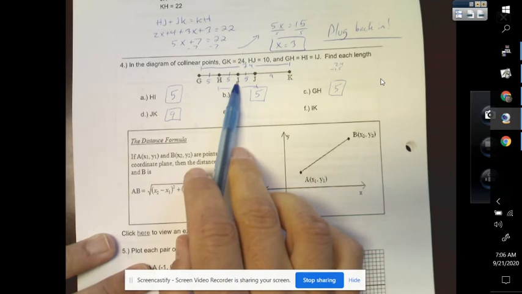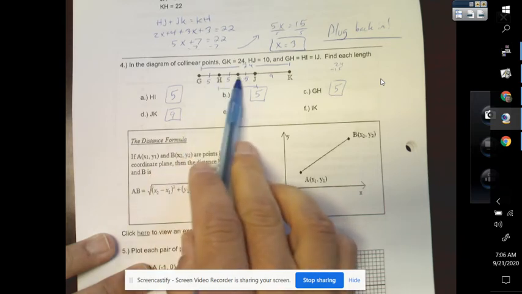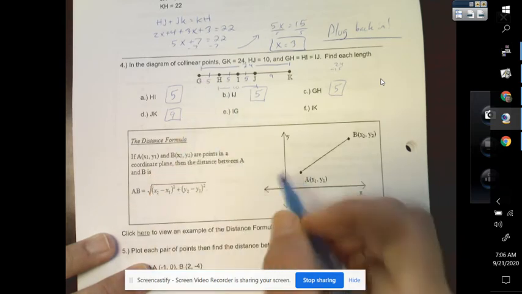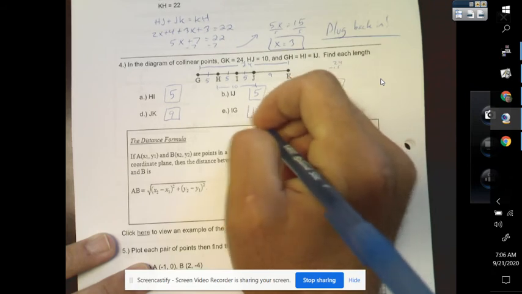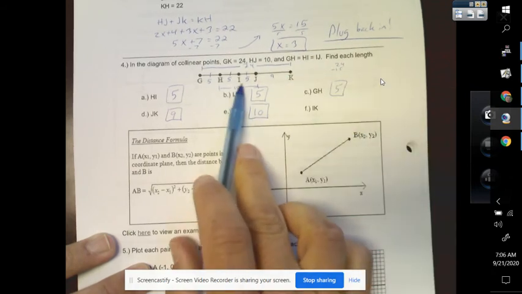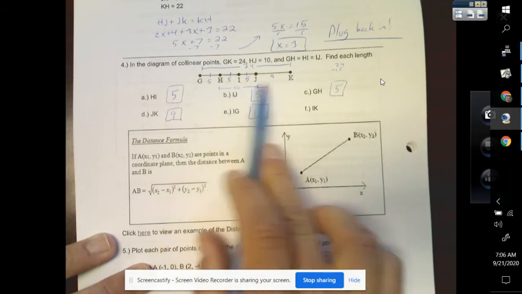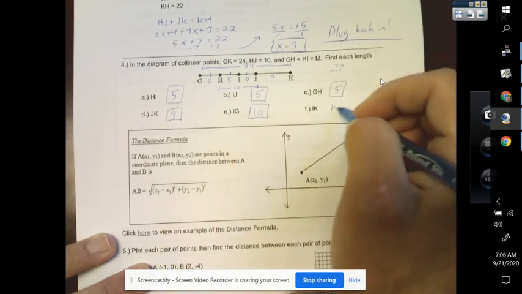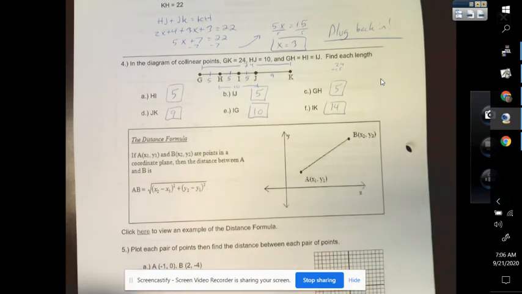IG, from I to G all the way across, it's a 5 and a 5, if I add them together, 10. And then IK, from I to K, 5 and 9, 14. So a little bit of work up front, then we're in good shape.